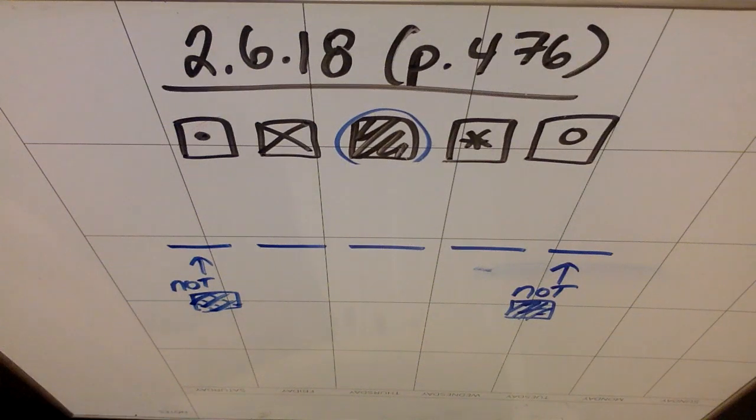We are doing some SAT prep. This is 2.6.18, which is practice test 2, section 6, number 18, on page 476. It is the last of the grid-in problems, so it is definitely meant to be tricky.